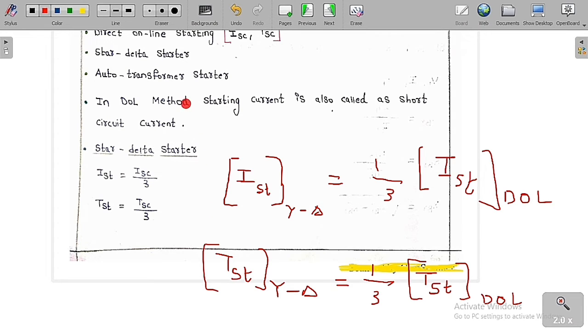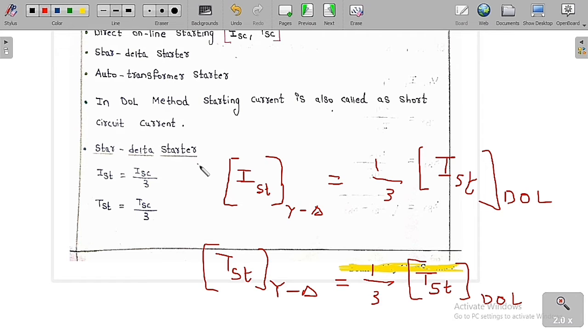So listen carefully. In direct online starting, the stator of the induction motor is always connected in delta fashion. Whereas in the star delta starter, for the initial operation the stator winding is connected in star fashion, and later at the running condition we convert it into delta fashion. It's a very important point. And the starting torque is always directly proportional to the phase voltage squared.